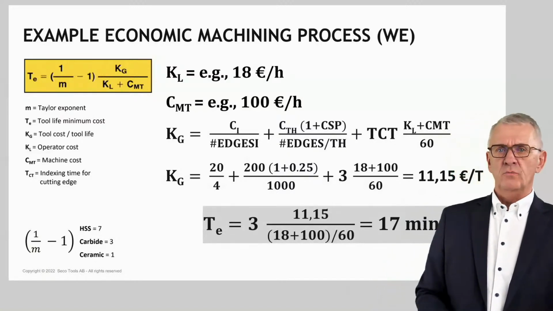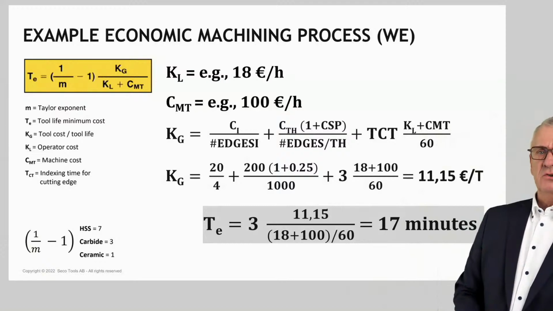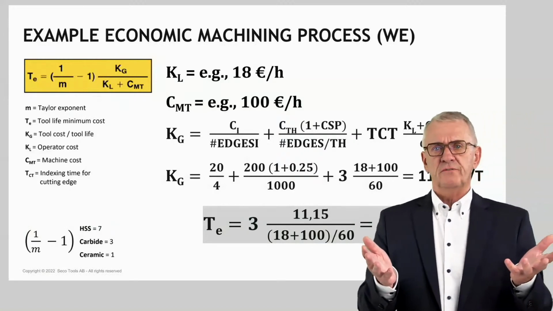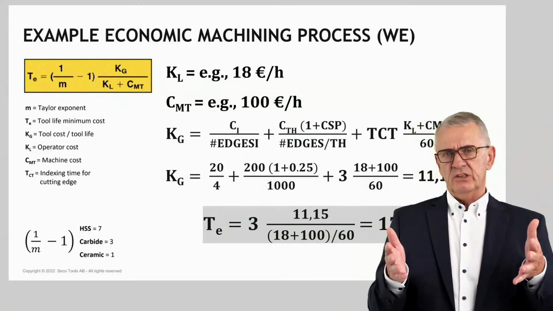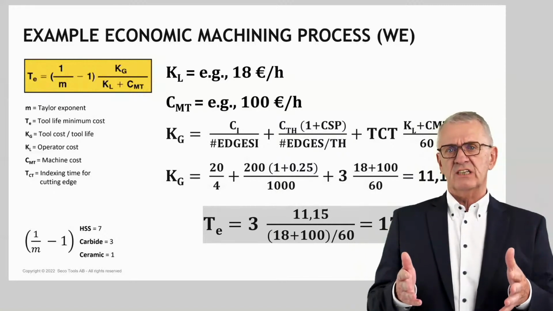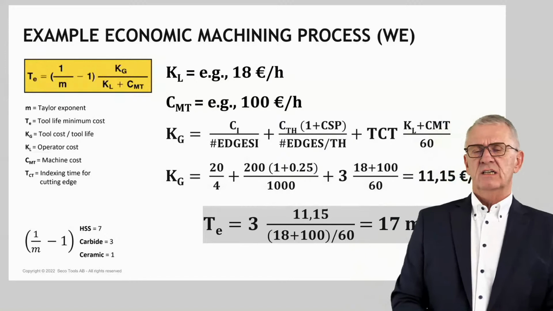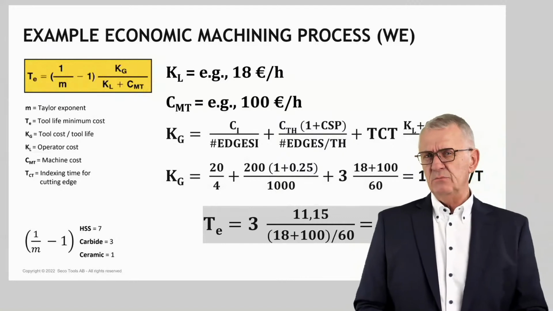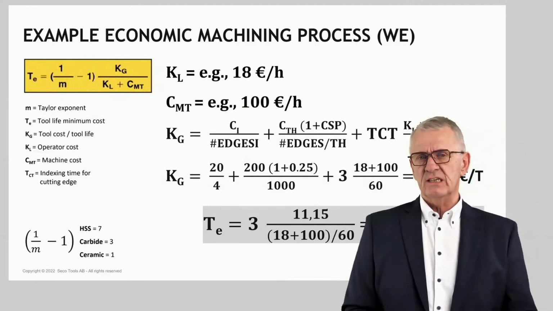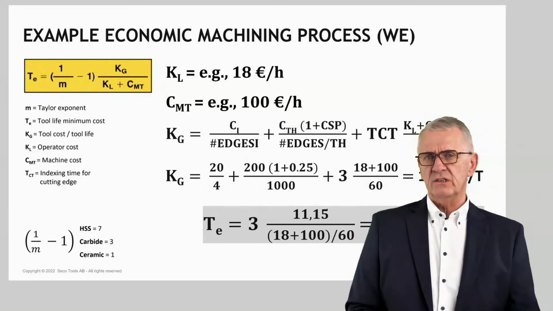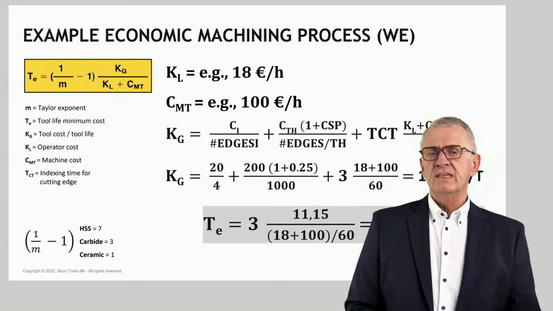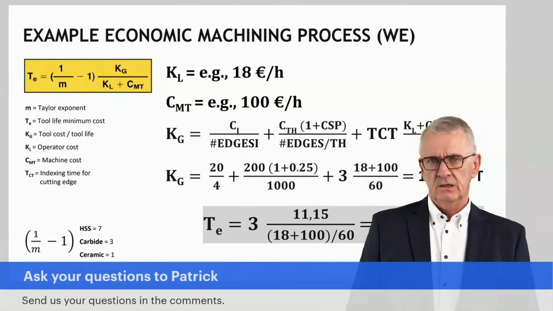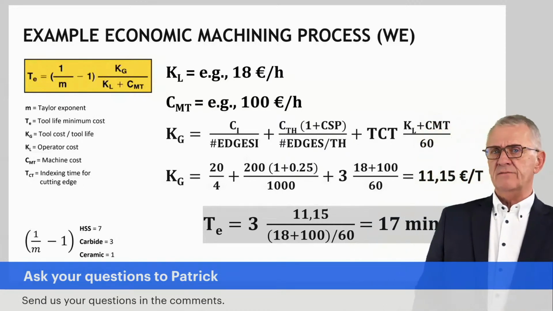And if I apply the formula then, that means that I should find, in this situation, a set of cutting conditions that gives me around 17 minutes tool life. Now that's 17 minutes. What is 17 minutes? Well, 17 minutes is the tool life you should have so that the costs related to the machining operation are minimized. So be careful with this 17 minutes.